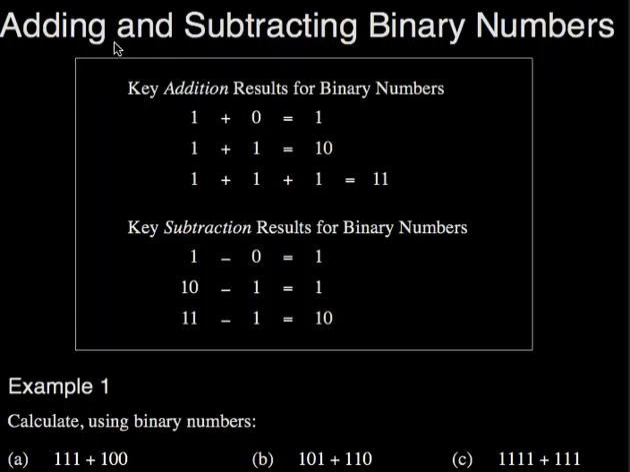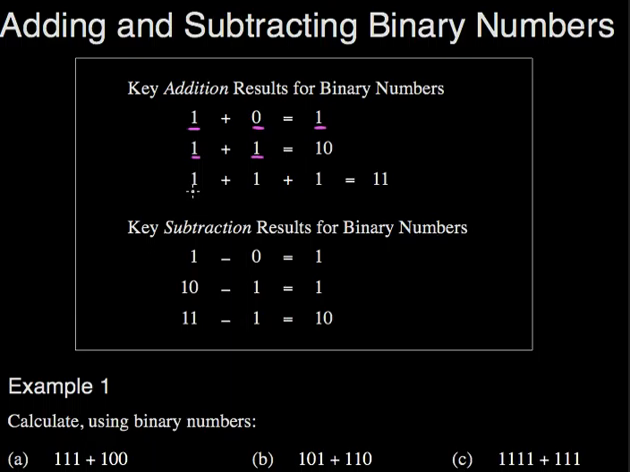So how about adding and subtracting numbers in binary? Well, to start things off, let's get some key results. If you have 1 in the units column and you add 0 in the units column, you're going to just get 1 in the units column. That's pretty basic. But what about if you have 1 in the units column and another 1 in the units column? Well, that would be 2 in base 10. But in binary, of course, 2 would be 10. It'd be 1 in the 2's column and 0 in the 1's column.